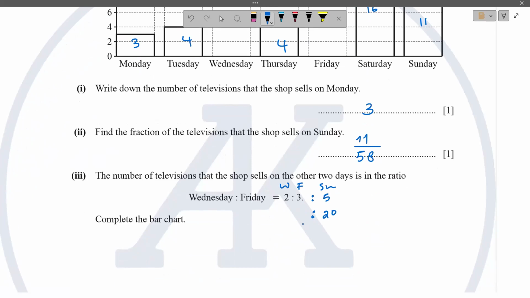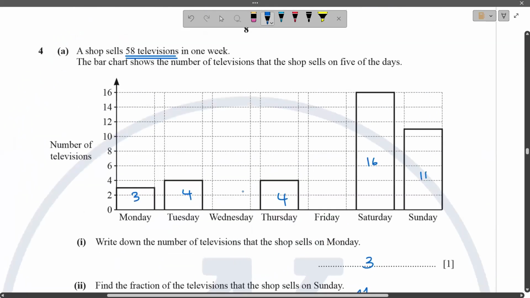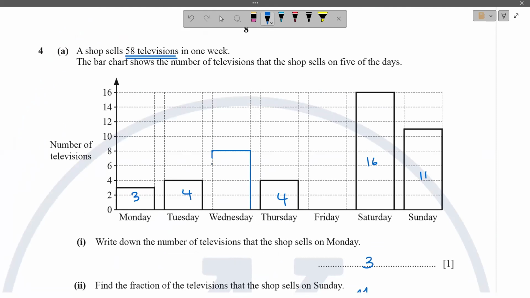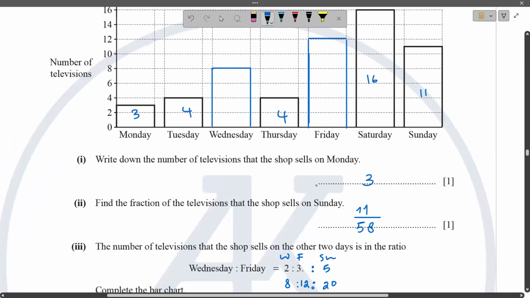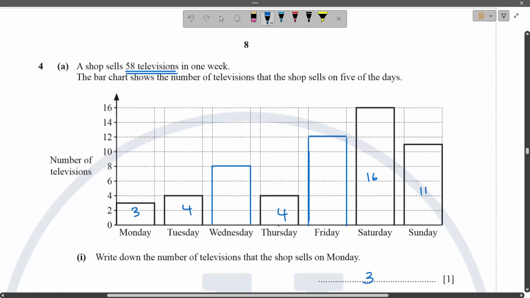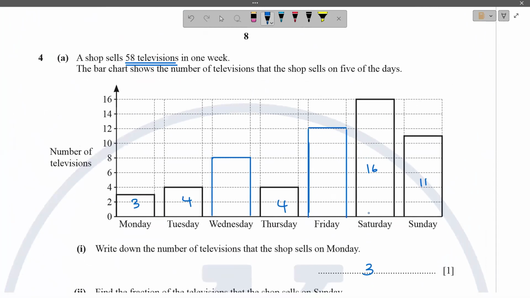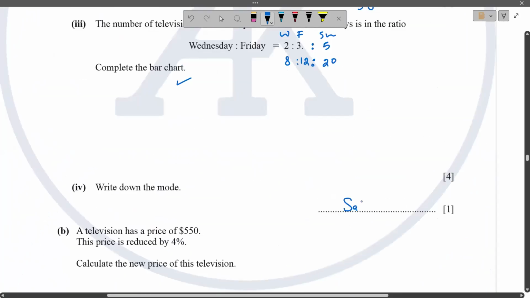Cross multiply to get it. For Wednesday, it's 2 multiplied by 20 divided by 5, which is 8. And for Friday, of course, it will be 12. Let's draw it, and just the lines. So we completed the bar chart. Write down the mode. The mode is the highest frequency, which is 16 on Saturday, so it's Saturday.